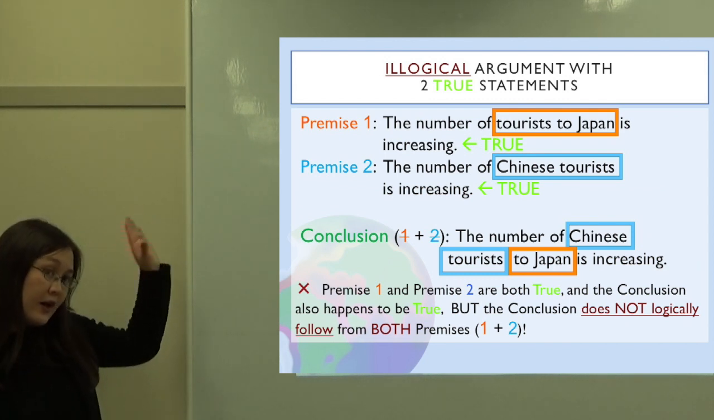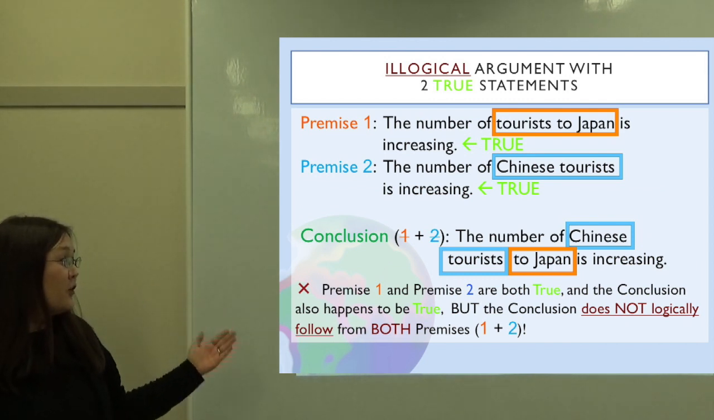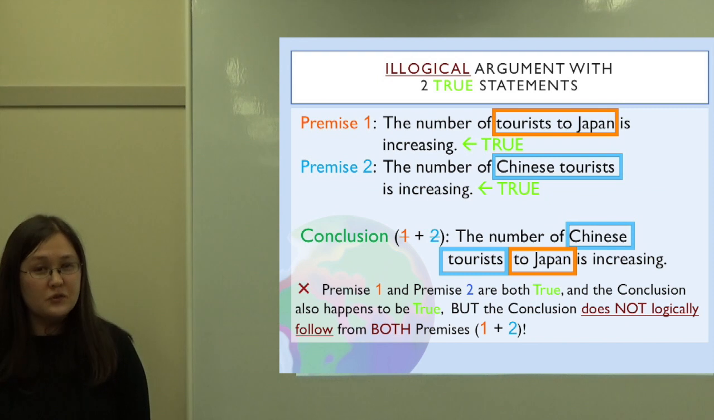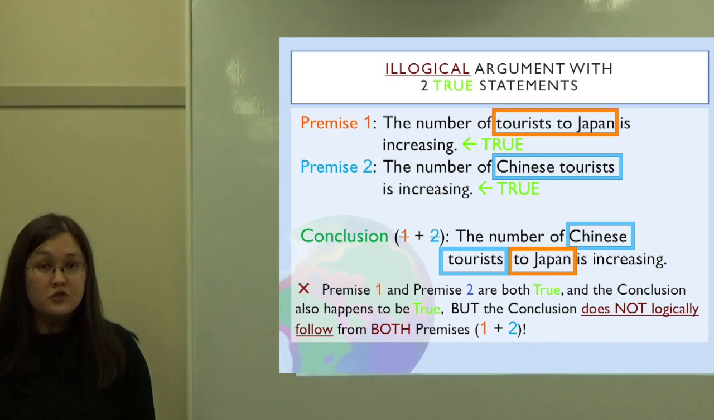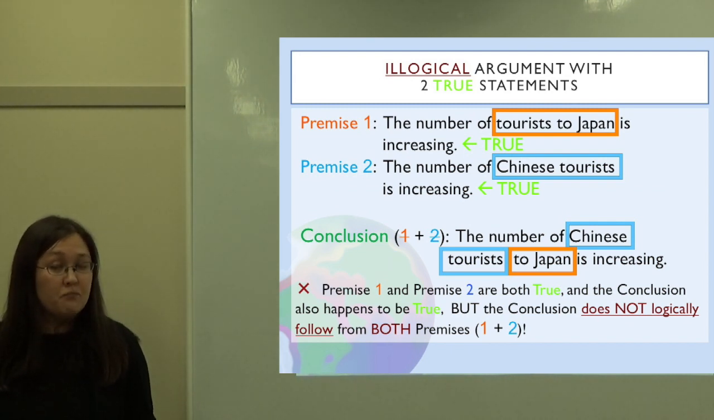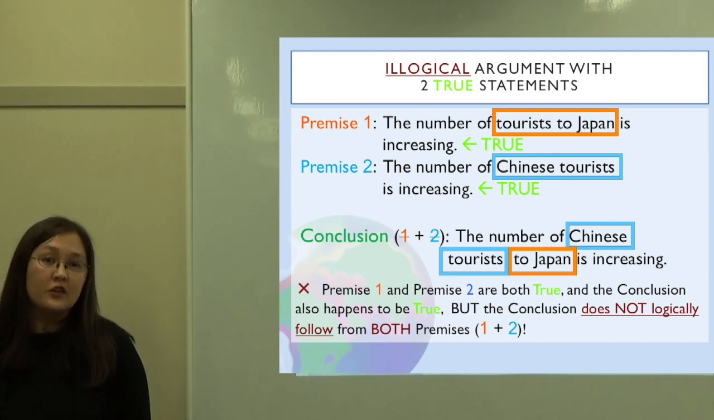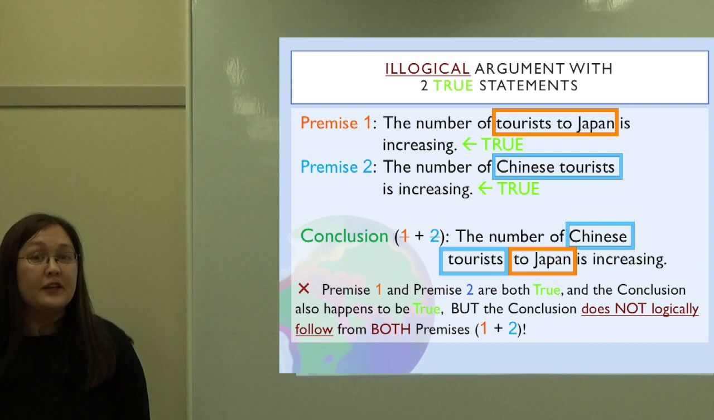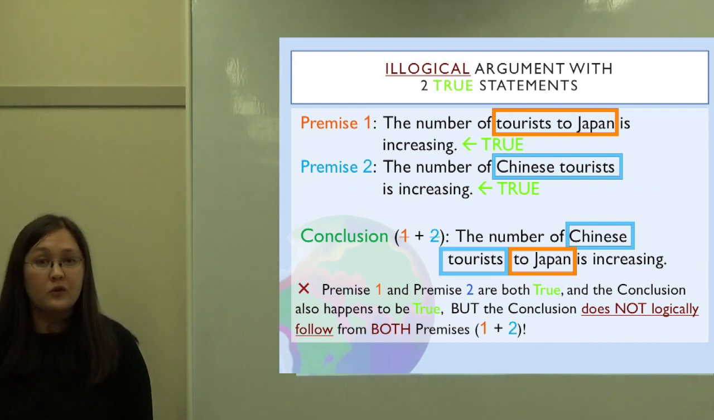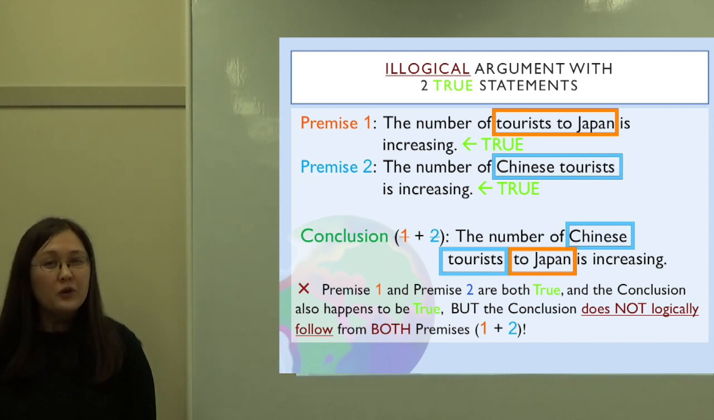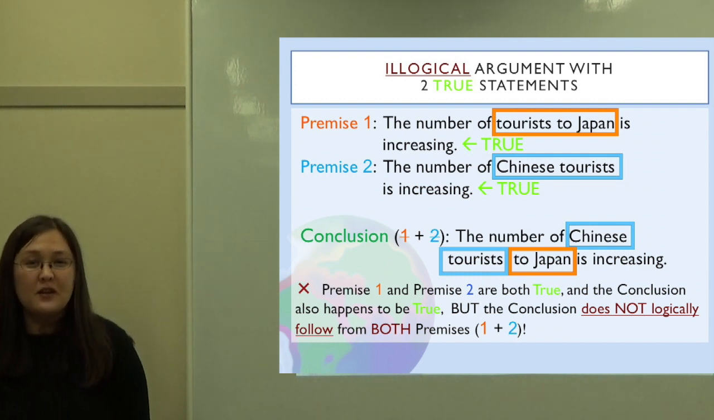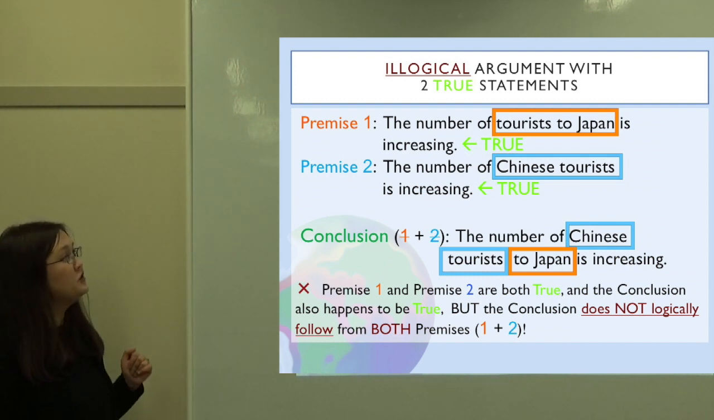Just from 1 and 2, we cannot know if the number of Chinese tourists coming to Japan is increasing or not. The number of tourists to Japan is increasing, but who are they? They could be from any country, maybe not including China. Chinese are increasingly traveling abroad, but where are they going? Where's their destination? It could include Japan, but maybe not. Premise 1 and 2 don't tell us.